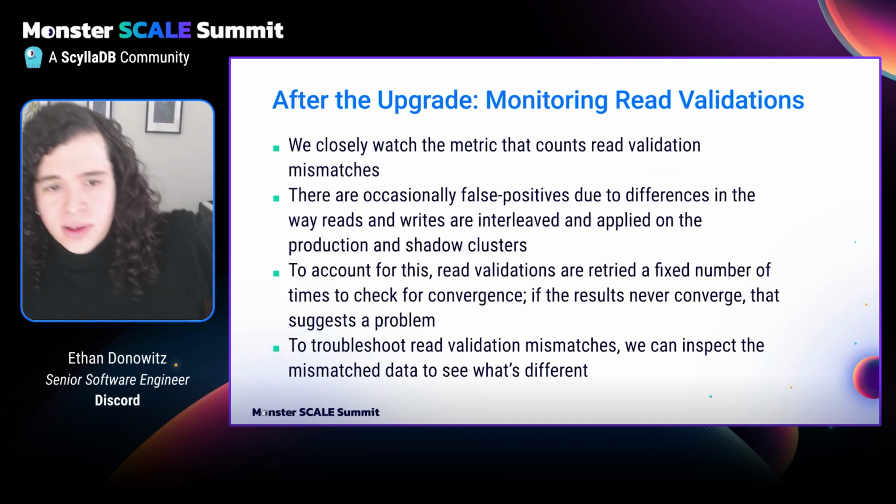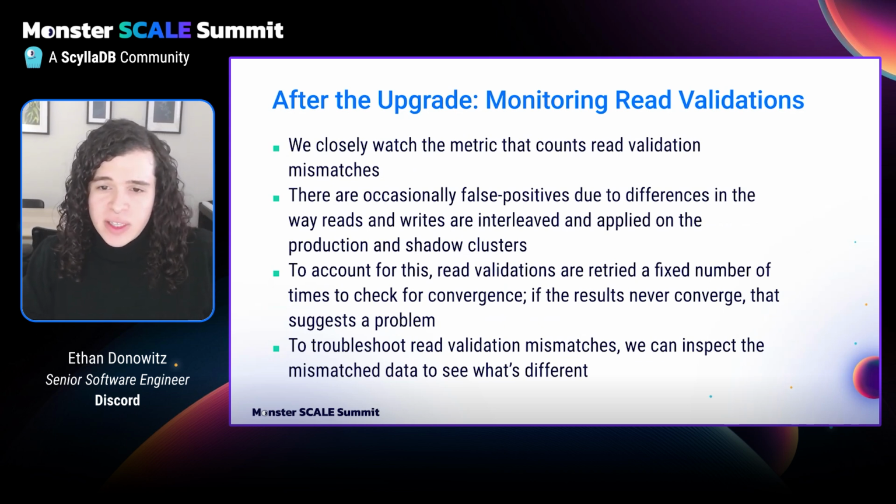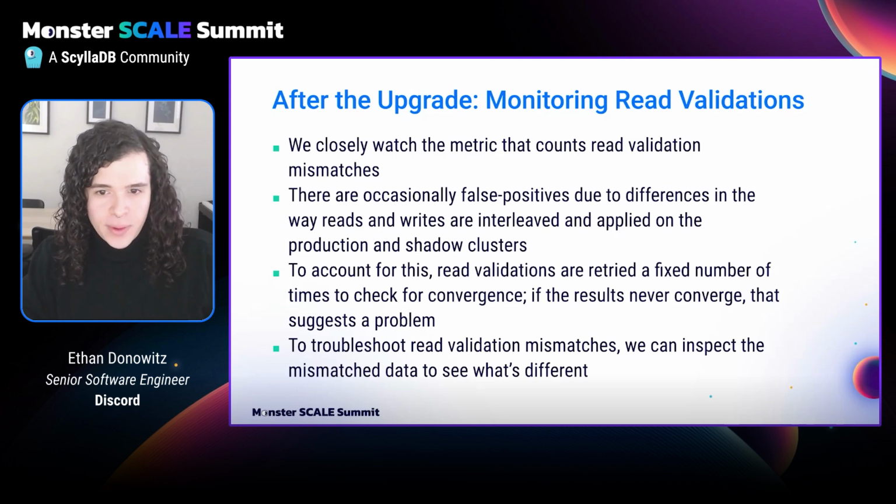We also monitor read validations very closely. So we watch that metric I mentioned that counts read validation mismatches. Occasionally, there are some false positives due to the differences in the way that reads and writes are interleaved and applied on the production and shadow clusters. So to account for this, we actually retry these read validations a fixed number of times to check to see if the data converges. And if the results never converge, then that starts to suggest a problem.